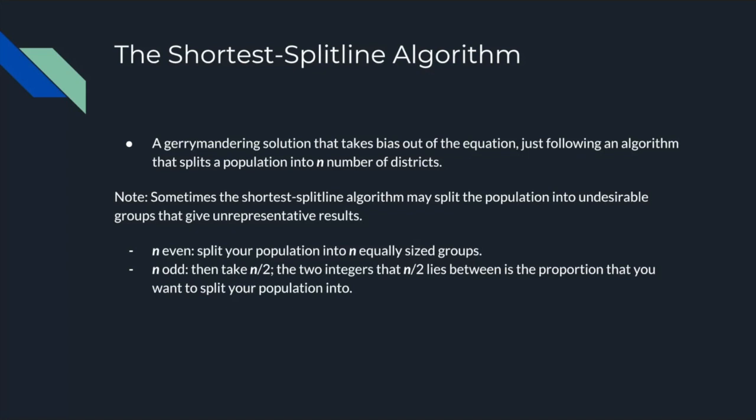If n, the number of groups you want to split your population into, is even, then you will first use the shortest line possible to split the population into 2 groups of size n divided by 2. Then, split the 2 groups in half with the shortest line possible. Continue this process until you get n number of groups. If n is odd, then you take n divided by 2, and the 2 integers that n divided by 2 lies between is the proportion that you want to split your population into.